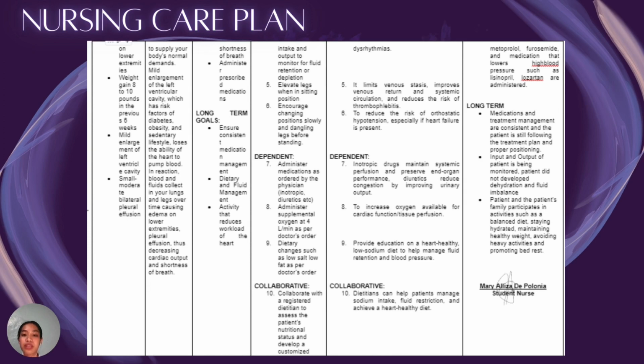So we also have a long-term evaluation of input and output of patient is being monitored. The patient did not develop dehydration and fluid imbalance. So next last part is that the patient and the patient's family participates in activities such as the balanced diet, healthy diet, staying hydrated, maintaining a healthy weight, and avoiding heavy activities and promoting bed rest.